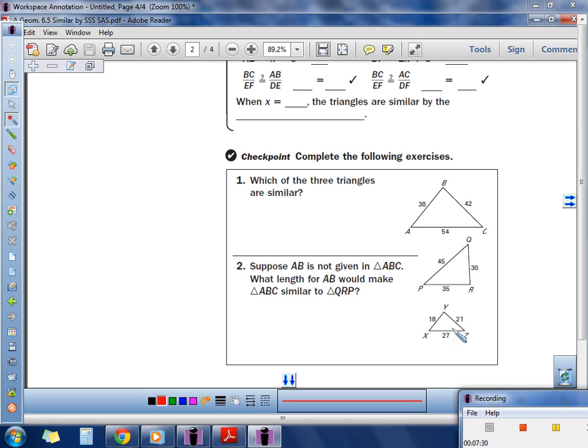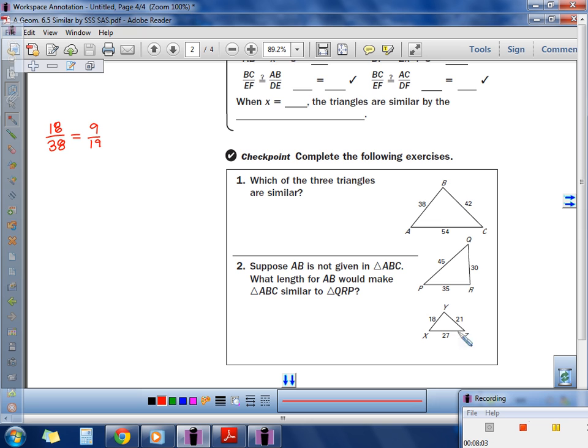Which one do I want to compare that to? I'm going to compare it to this one, okay? I'm going to compare it up to ABC, just to see how they compare. So I'm comparing the smallest to the biggest. All right, let's get the smallest number on the smallest shape. What do we want that to be? 18. All right, and the smallest on the big shape would be 38. And that simplifies to 9/19. Kind of odd.